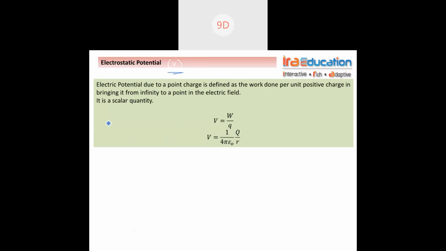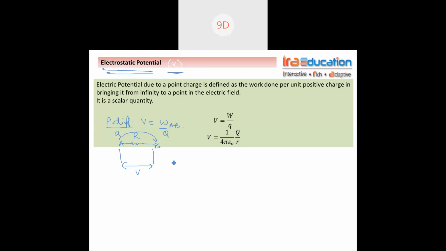You might have heard of potential difference. What is potential difference? The work done in moving a charge from one point to another. Suppose this is a resistor, I'm talking about the electricity chapter. This is point A, this is point B. Some work is done in moving some charge from point A to point B, then voltage can be measured. This is what you have learnt. But actually, this voltage or potential difference is a term derived from electrostatic potential.